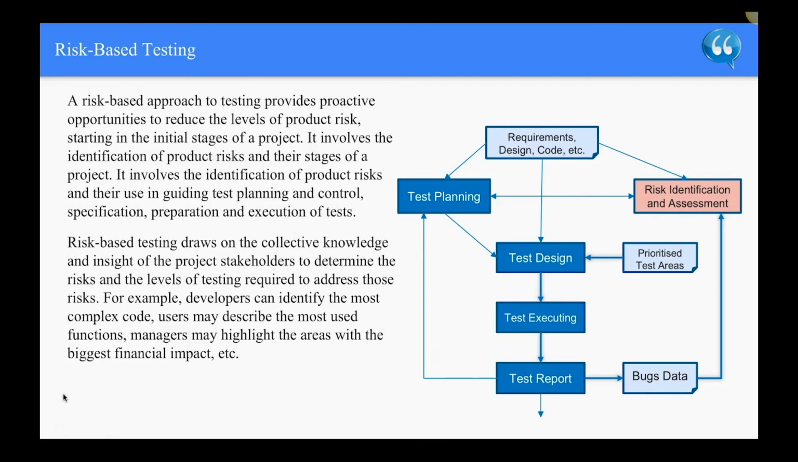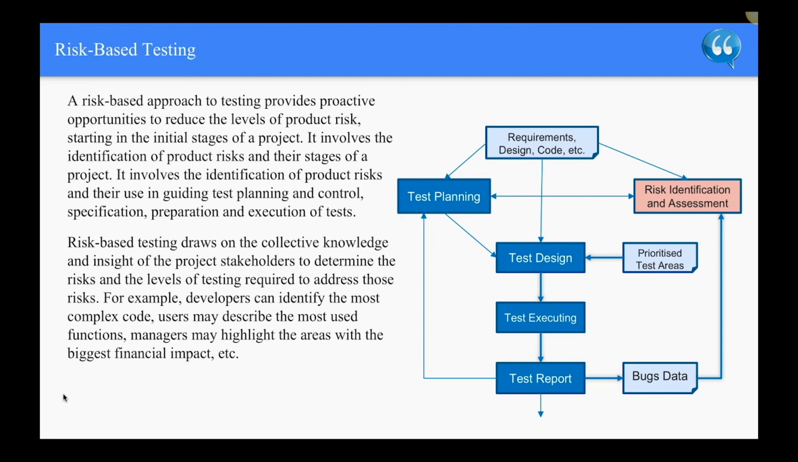Risk-based testing. A risk-based approach to testing provides proactive opportunities to reduce the levels of product risk, starting in the initial stages of a project. It involves the identification of product risks and their use in guiding test planning and control, specification, preparation, and execution of tests. Risk-based testing draws on the collective knowledge and insights of the project stakeholders to determine the risks and the levels of testing required to address those risks.